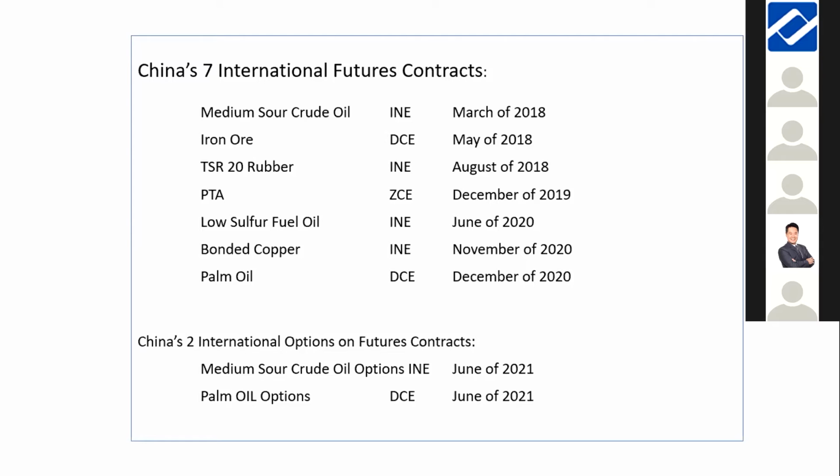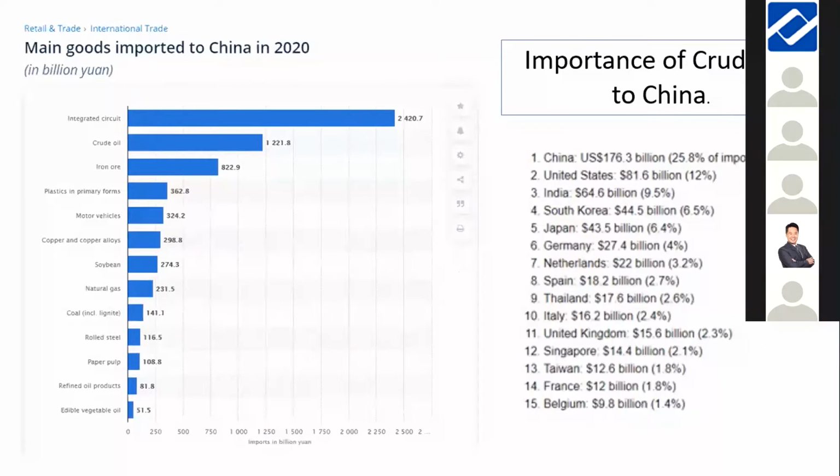The most recent additions have been the options on futures contracts. Options on the medium sour crude happened in June, and also in June, palm oil options became available. Very, very interesting contracts. And as I go forward, there's a main reason why a lot of these contracts were picked to be first.